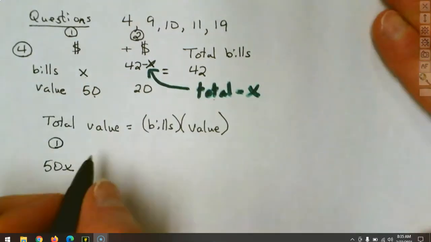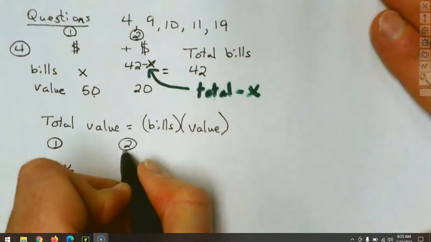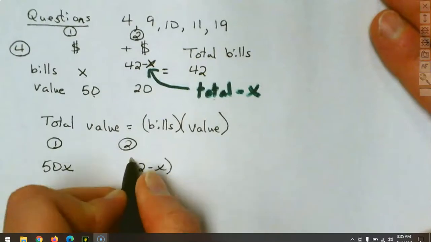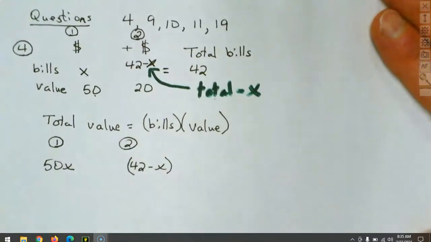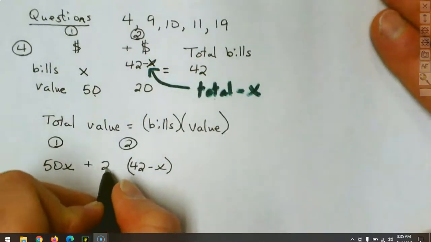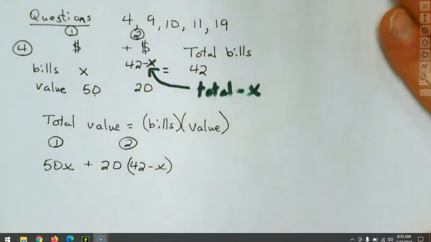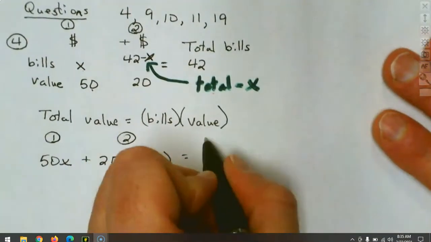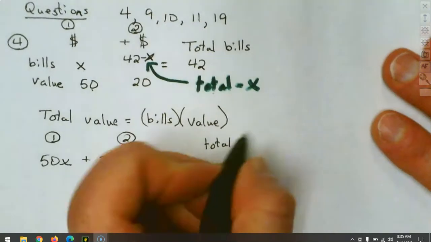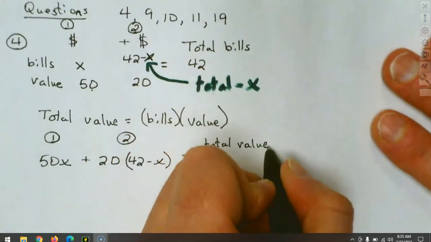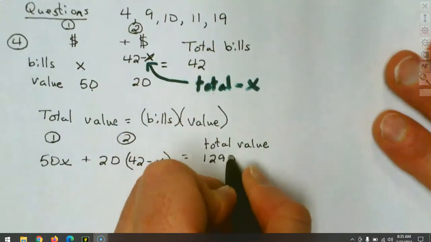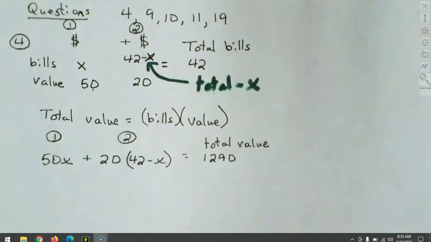Well, what's going to happen with it? How many bills do we have? We have 42 minus X for the number of bills, because that's the total minus X. And how much are those bills worth? They're worth $20 a piece. And what's the total value of all the bills put together? That's given in the question to be $1290. So that's what we've got for our equation there.